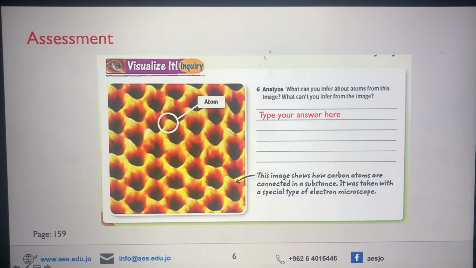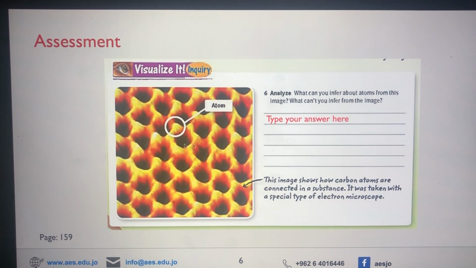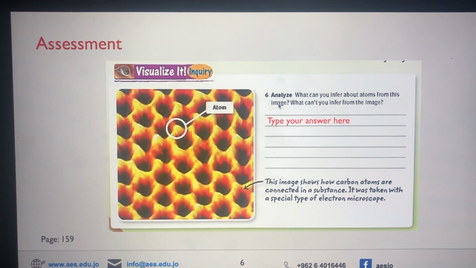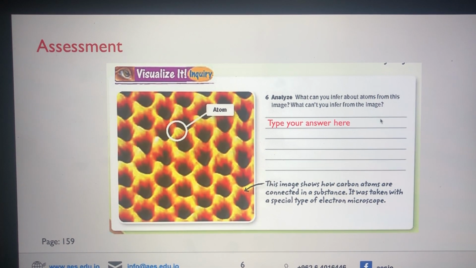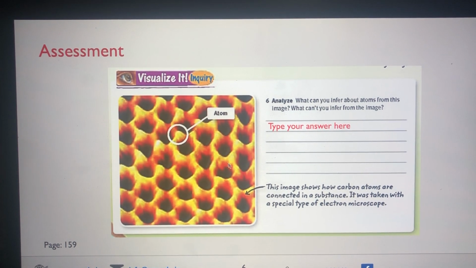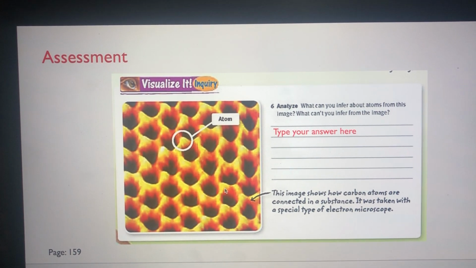So on page 459, you will find a picture and a question at the bottom that asks you to look at the image right here and what can you infer about atoms from this image and what can't you infer from the image. Keep in mind that this image is carbon atoms that are connected together. It was taken under the special type of electron microscope.